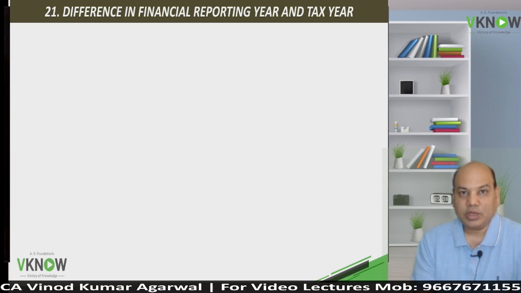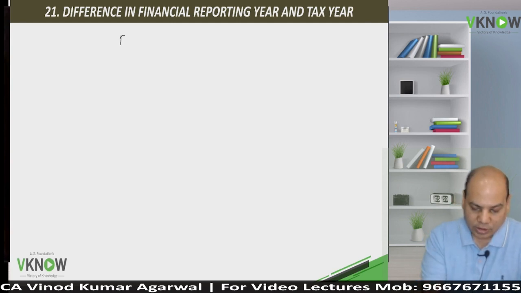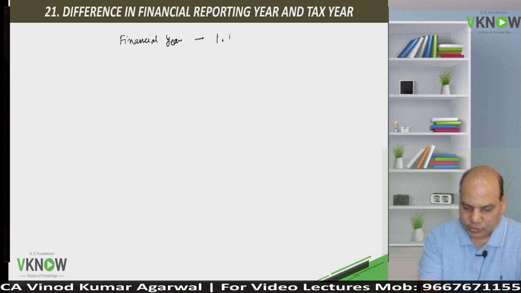A company may have a financial year different from tax year. For example, financial year can be 1st January 2025 to 31st December 2025. That is financial year.